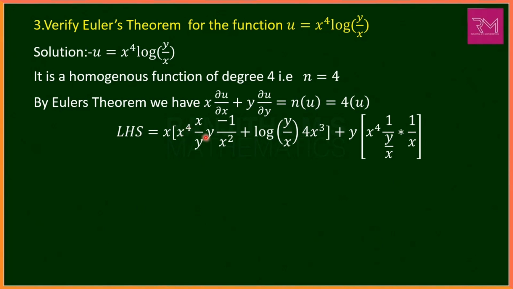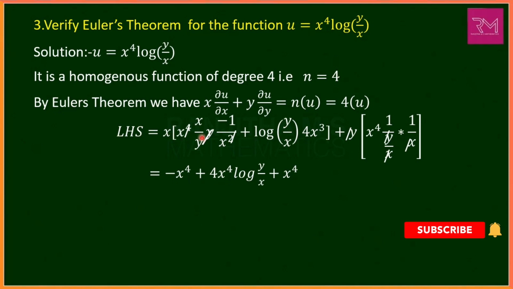In the numerator we have x power 4, here we have x square, so x square gets cancelled, the y term gets cancelled, here also the y term gets cancelled, and these x terms get cancelled. We get the value as, multiply x and y inside the bracket: here x square gets cancelled, the remaining x square into x is x cube into x, that is x power 4, that is minus x power 4, plus multiply x inside the bracket, we get 4 into x cube into x is x power 4 into log of y by x, plus here y gets cancelled, x also gets cancelled, the remaining is x power 4.